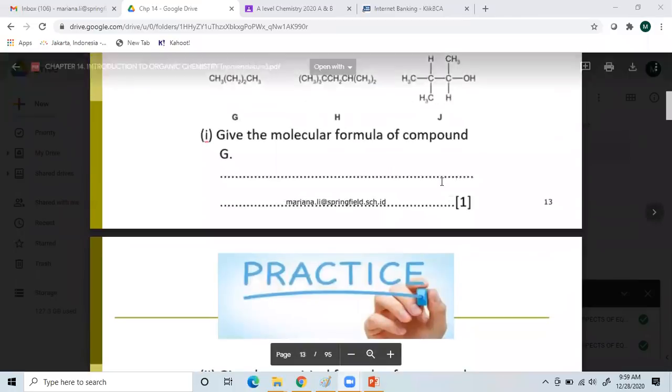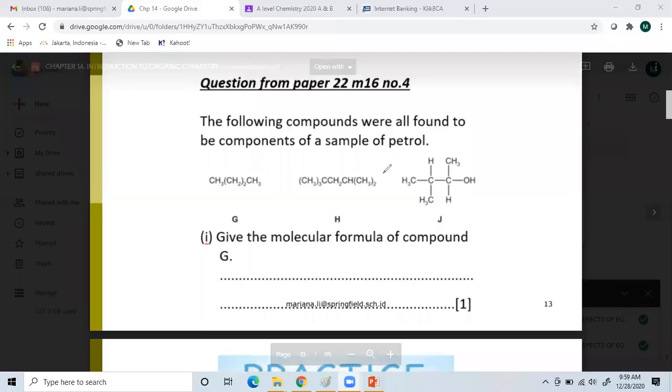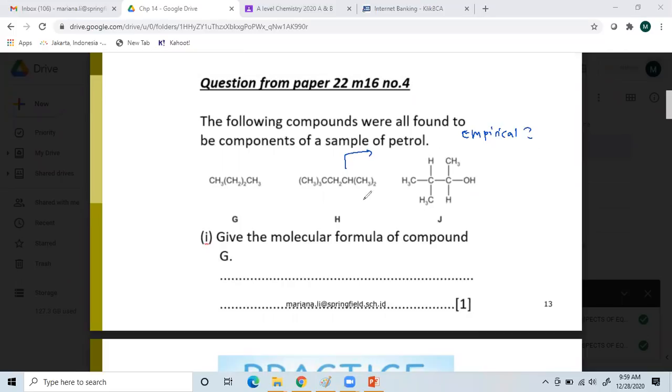Give the empirical formula for compound H. Before we can decide the empirical formula for H, we should find the molecular formula first. So could you count all C's here? There are 8 C's. How many H? 3 times 3, 9. 9 plus 2, 11. Plus 1, 12. Plus 3, 15. Plus 3 again, 18. So C8H18. And then for empirical, you should divide this by 2, the simplest ratio. So the empirical formula for H is C4H9.